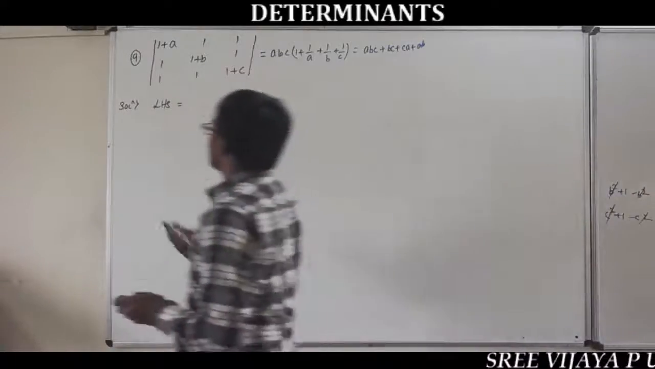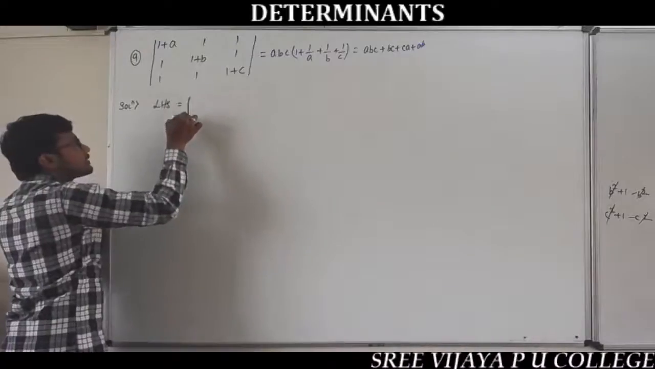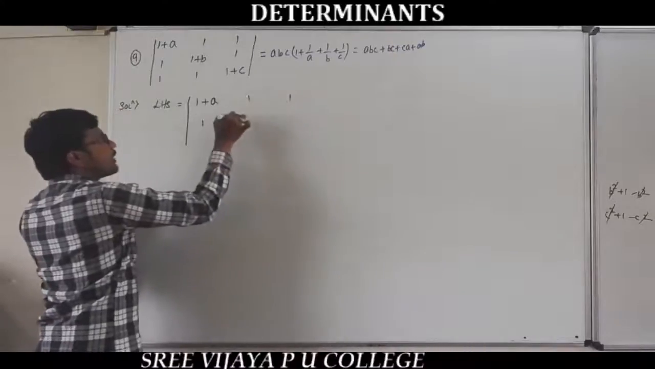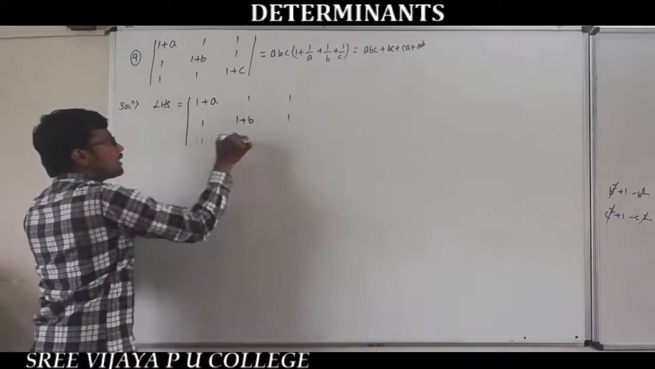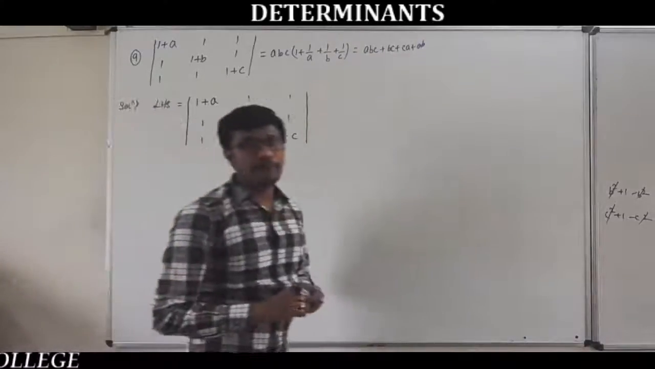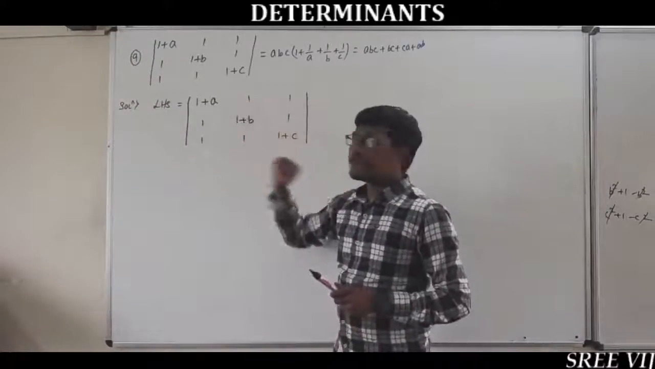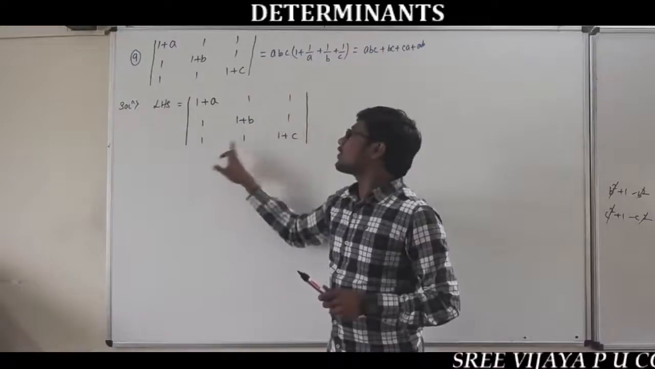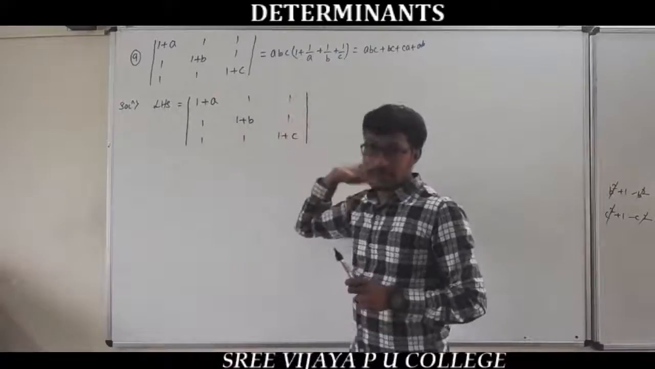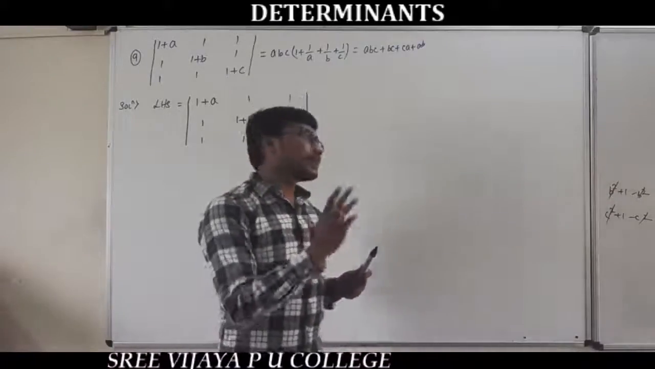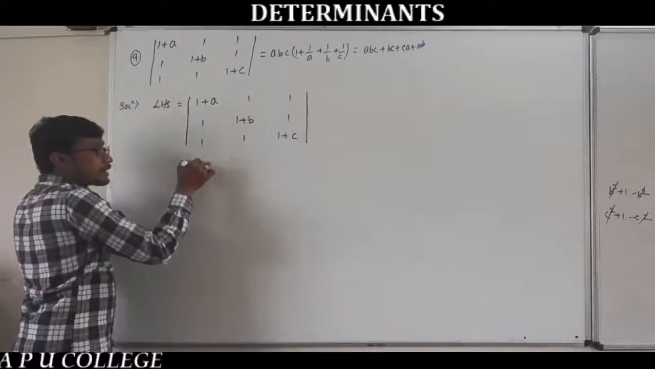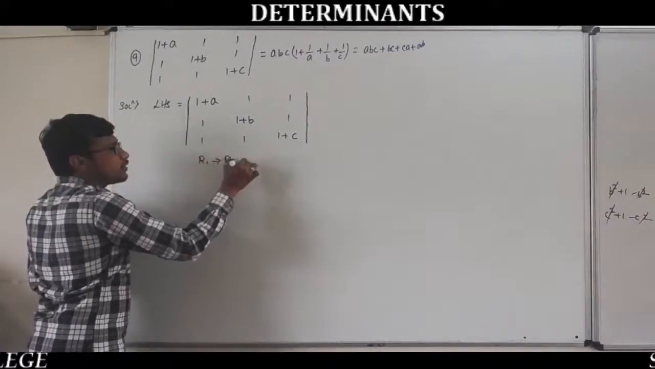So same like here, first take the LHS. Determinant of 1 plus A, 1, 1; 1, 1 plus B, 1; 1, 1, 1 plus C. Now see here, in this problem R1 has two same elements, R2 has two same elements, R3 also has two same elements. Column 1 also has two same, column 2 also and column 3 also. So either you can apply R1 or you can apply C1. But first let's see whether you will get the answer or not.